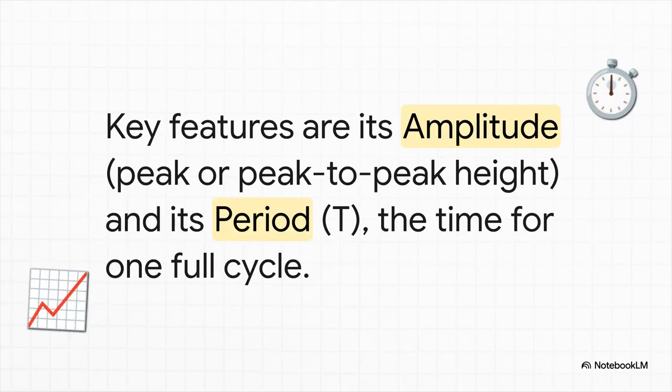Now, when you look at any kind of repeating wave like this, there are a couple of key things we need to know. First is the amplitude. That's just a fancy word for its height. How tall is the wave? We can measure it from the middle to the peak or from the very bottom to the very top. The second thing is its period. That's simply how long it takes for the wave to complete one full pattern before it starts repeating itself.